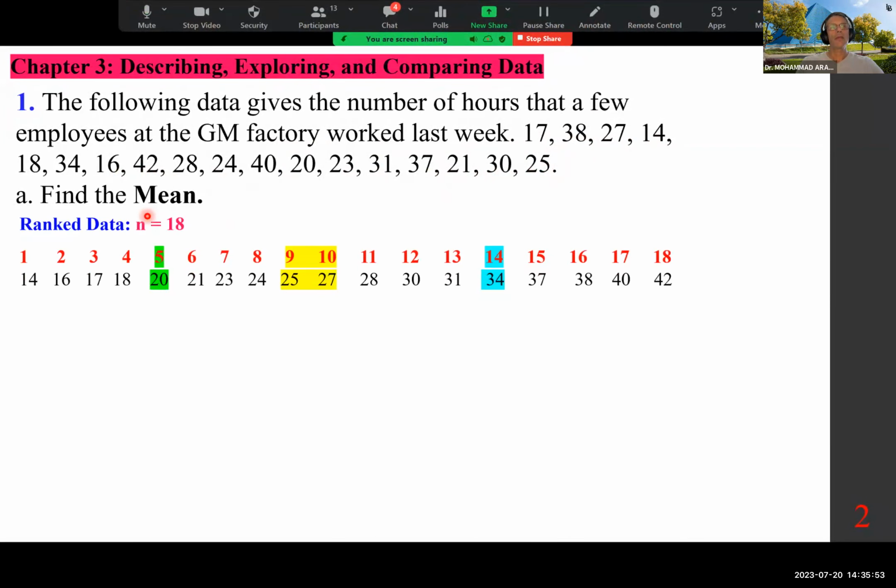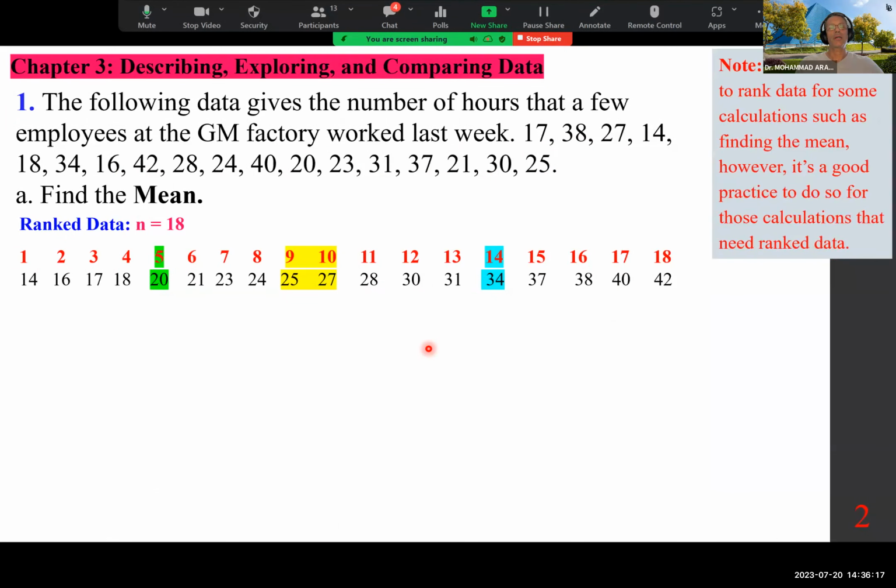So what I like to do is to rank it first, from the smallest to largest, ascending order in essence. So there are 18 pieces of data, okay? And now we are going to calculate X bar.